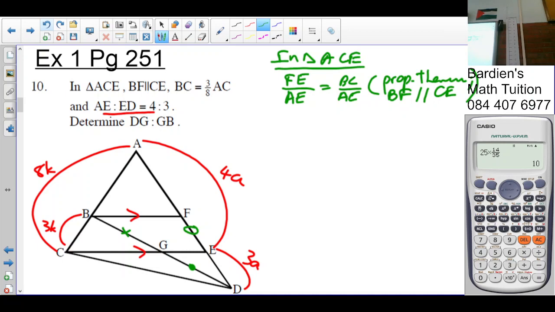Right. Now what? EF is what? Unknown is what we're calculating. Over 4A is equal to BC 3K over 8K. Take it up. The K's cancel. So we say EF is equal to 4A times 3 is 12A divided by 8 is going to be 1.5 or 3 over 2A. So this is 3 over 2A.